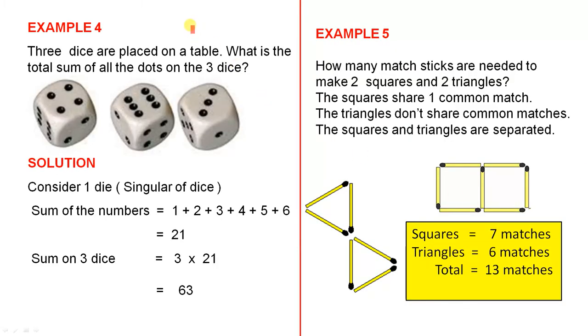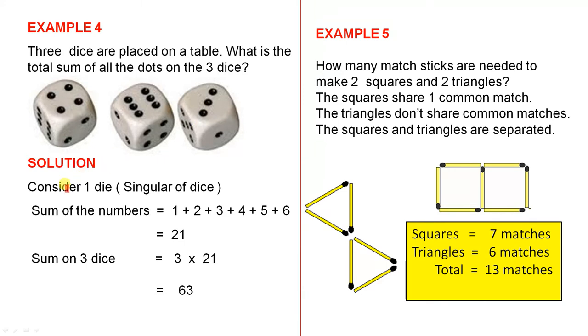Example 4. 3 dice are placed on a table. What is the total sum of all the dots on the 3 dice? I'll say that again. What is the total sum of all the dots on the 3 dice? That is every single dot, not just the ones on the top, but all of them. Noting that each die, because die is singular, has 6 faces. So altogether we have to take into account 18 faces.